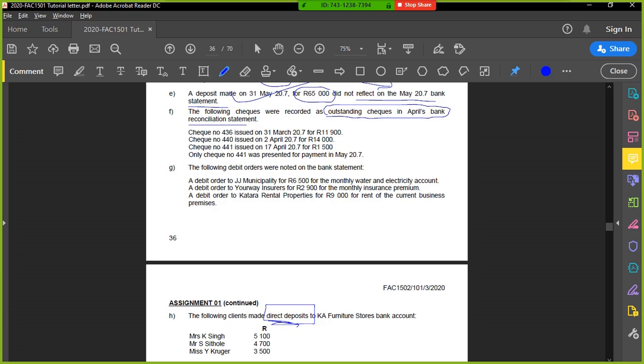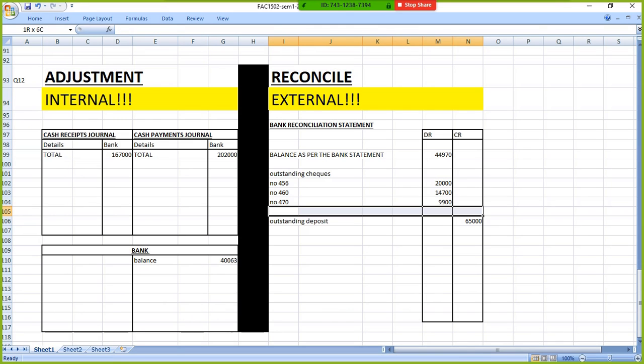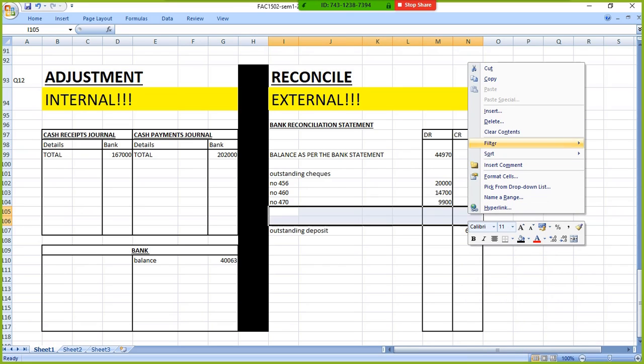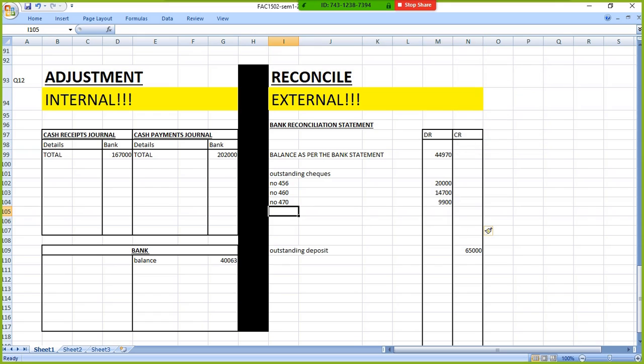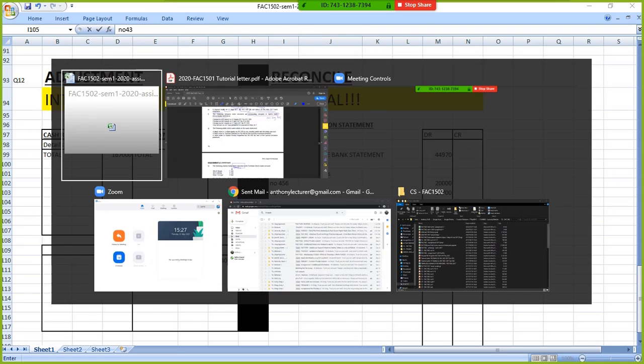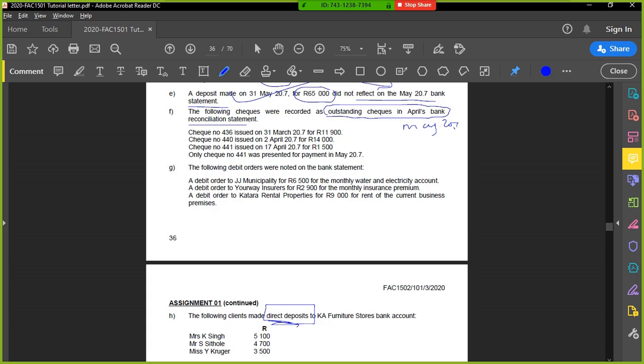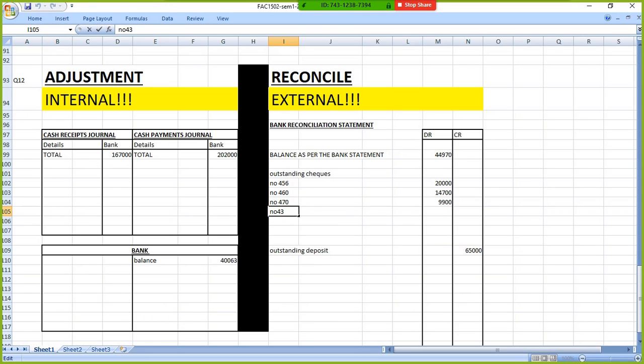Okay, so we've got a few here. Check number 436 issued on the 31st of March. Where are we? We're in May. Do you agree? Yes. Okay, so if a check is more than 6 months, it becomes stale. This is March, so let's see. It'll be April, May. Okay, this check is still good. 436. It's still outstanding. So it'll still be outstanding this month. We need to add more outstanding checks. What is it? 436. 11,900.